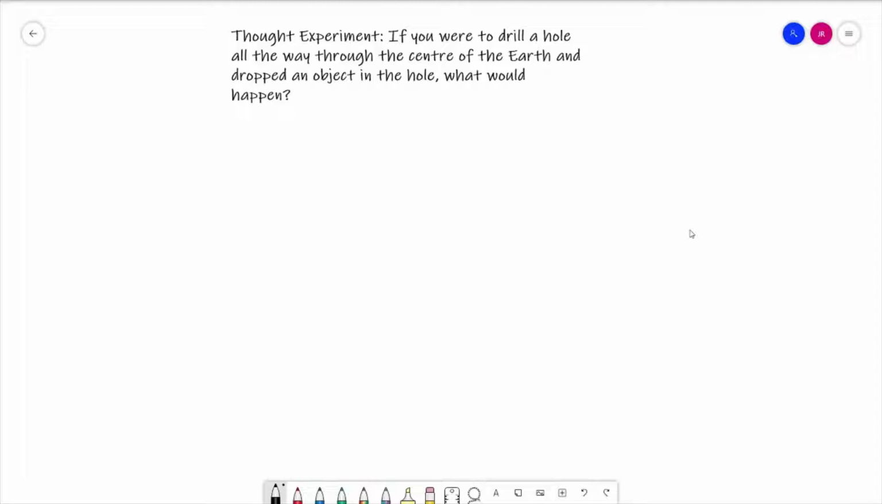Now, as I alluded to in Gravitational Fields 7, we've got this thought experiment of, well, what would happen if we were to drill a hole all the way through the centre of the Earth? And what we'll do is we'll take it one step further and say, if you dropped an object into that hole, what would happen to it? Probably pause the video at this point and have a think, maybe sketch your ideas down and then come back once you think you've got a rough idea about how you think this is going to play out.